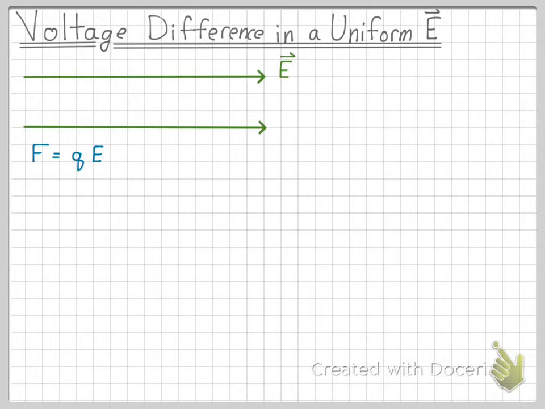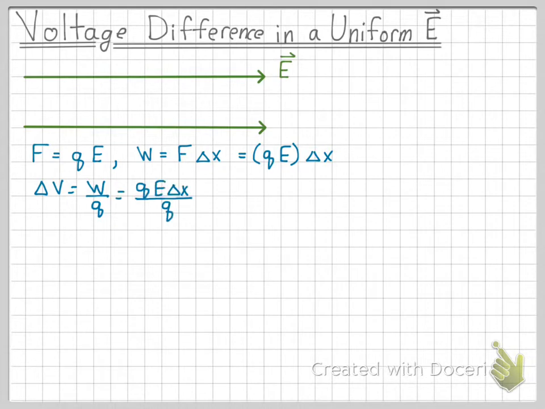And we also know that work is equal to force times displacement. We can then substitute in our force exerted on a charge in an electric field equation. And we also know that the voltage difference is equal to the work that it takes to move a charge in an electric field divided by that charge. So we can substitute in our work equation that we just developed. We see that the charges cancel, and we are left with the voltage difference equaling the electric field multiplied by the distance a charge moves.